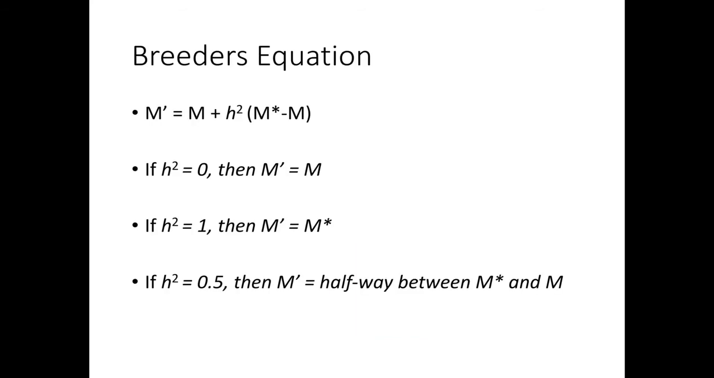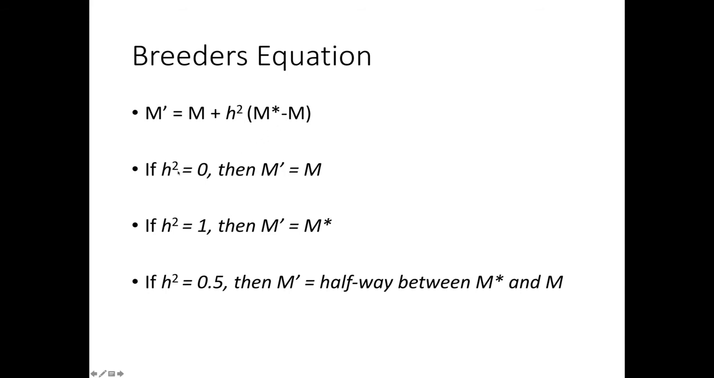So there's this thing called the breeder's equation, which measures this response and puts it all together. M prime, which is the mean of the offspring, is equal to M, which is the starting mean, plus little h squared. This is the narrow sense heritability, and just to remind you, the narrow sense heritability can go from 0 to 1 because it's based on those correlation coefficients. And then you multiply that by M star minus M, the difference between the selected group and the non-selected group. So let's see what's going on here.